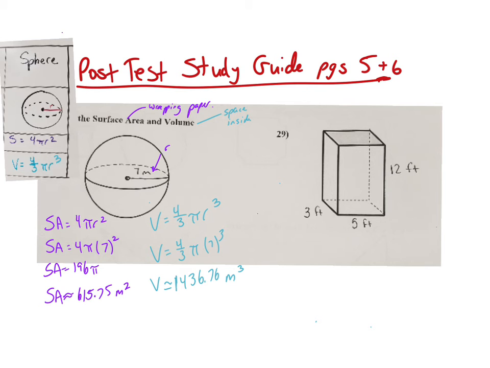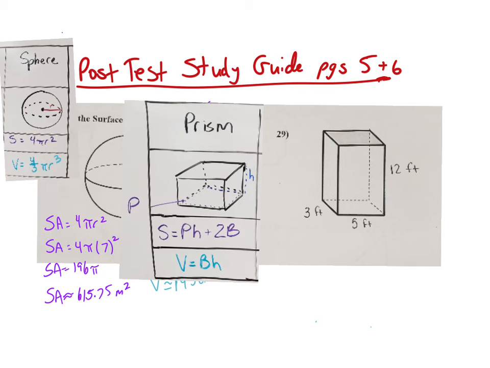All right. 29, a rectangular prism. So I included the little bit of information to give me the surface area and volume formulas. So surface area of a prism is the perimeter of the base times the height plus 2 times the area of the base. Remember, big B means the area of the base. So the P is the outside edge. So this is P. P is this outside edge. So it's 3 plus 3 plus 5 plus 5. So the P is going to be 16.